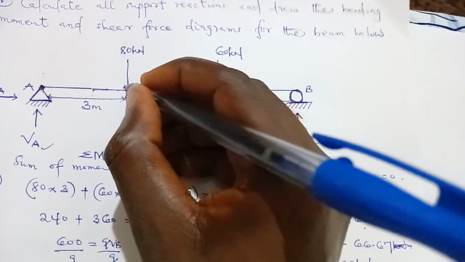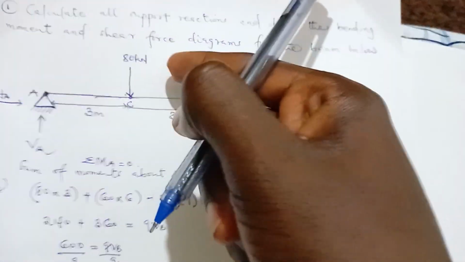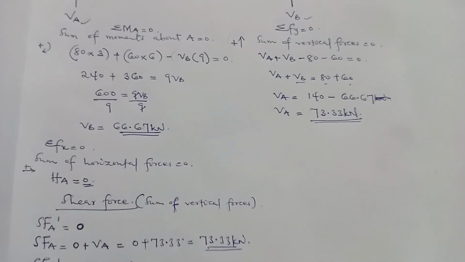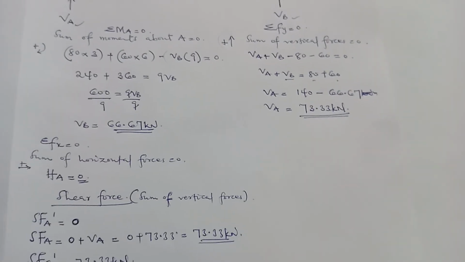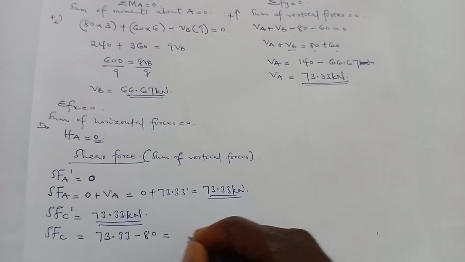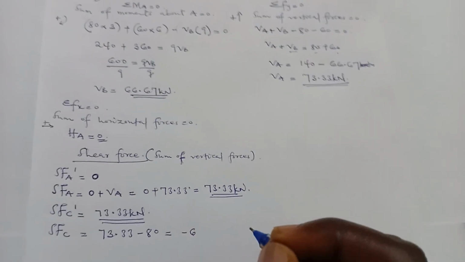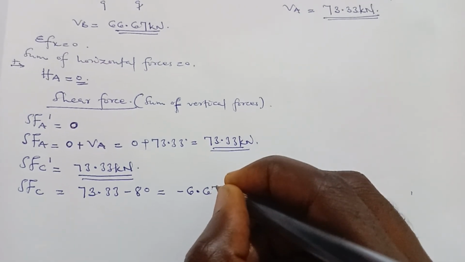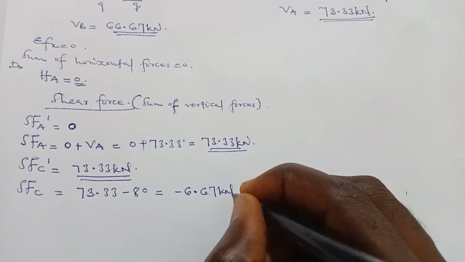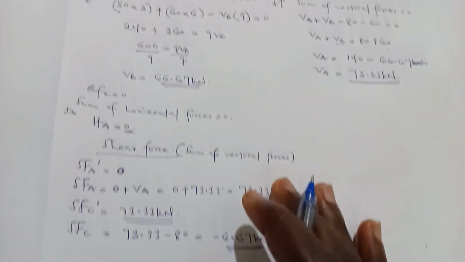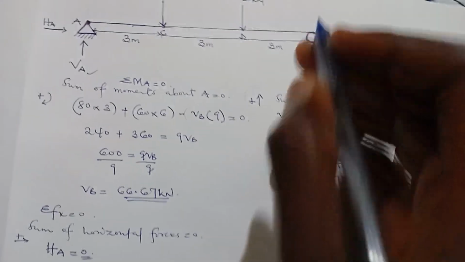Then we'll factor in the vertical force acting at point C. It's a vertical force and it's moving down, so we'll consider it to be negative. So it's going to be minus 80. This is going to give us negative 6.33 kilonewton. So that's the shear force at C. Using that same idea, we'll move on to the shear force at D.